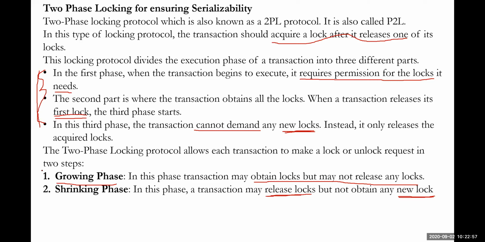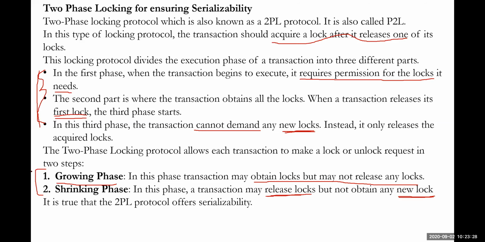All of this is divided into two steps. Step number one is the growing phase. Step number two is the shrinking phase. In the growing phase, all locks are acquired and you perform your operation. In the shrinking phase, you have to release the locks. You are not supposed to acquire new locks, or take any read lock or write lock, after the first unlock. That is called the shrinking phase.